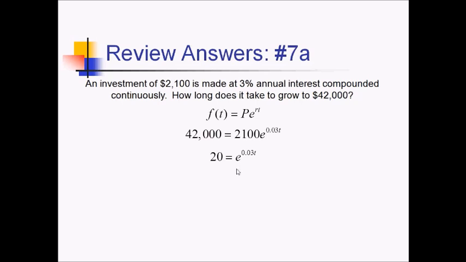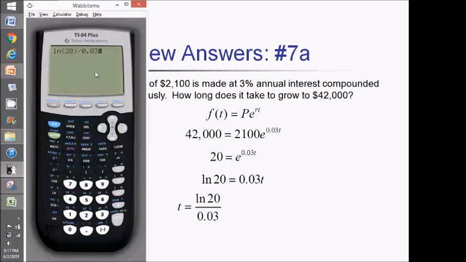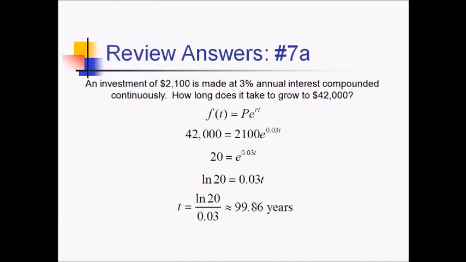So using my pop-out rule, I have ln of 20 on the left, and now really using my pop-out rule, I have 0.03t times the ln of e on the right. But ln of e we said was just 1, so I'm not going to bother writing ln of e right here, but it really is there. It's an invisible ln of e. Next, we just have to divide by 0.03 to get t by itself, and we need the calculator now. So ln of 20 divided by 0.03 comes out to, that's a long time to wait, 99.86 years. Well, you might want to get a day job while you're waiting for that money to grow.